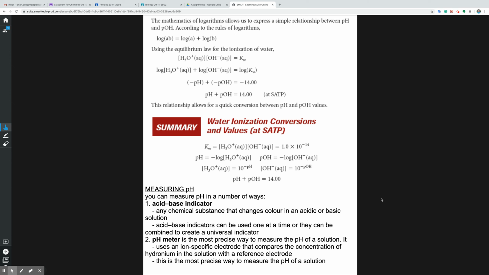Okay, and so acid-base indicators can be used at one time, or if you put a couple together, you can create a universal indicator that changes colors kind of for each pH. Okay, a pH meter is the most precise way to measure pH of a solution. Okay, it uses an ion-specific electrode that compares the concentration of hydronium in the solution with a reference electrode.